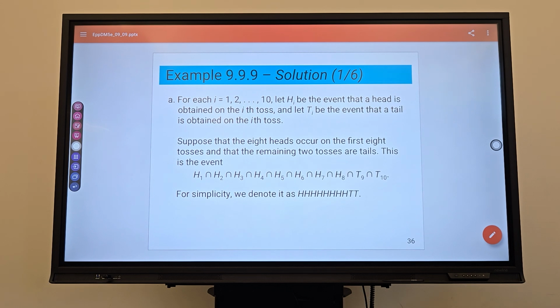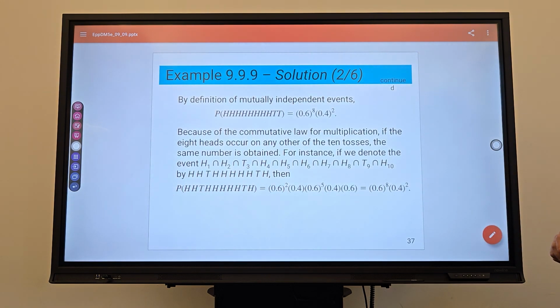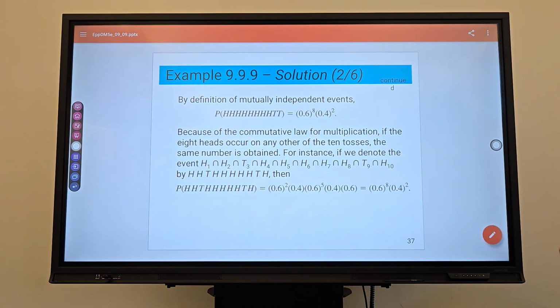Well, for each i, 1 through 10, let H sub i be the event that a head is obtained on the ith toss, and let T sub i be the event that a tail is obtained on the ith toss. Suppose that the 8 heads occur on the first 8 tosses, and that the remaining 2 tosses are tails. This is the event. By definition of mutually independent events, the probability is 0.6 to the 8th power times 0.4 to the 2nd power. Because of the commutative law for multiplication, if the heads occur on any other of the 10 tosses, the same number is obtained.